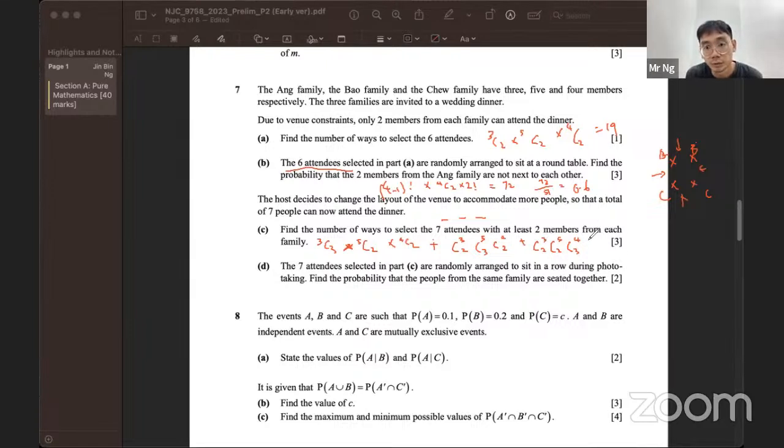Okay, so it's 3.6. Seven attendees are seated in a row during a photo taking. Find the probability that the same family members are seated together. Okay, so these seven persons are chosen already.